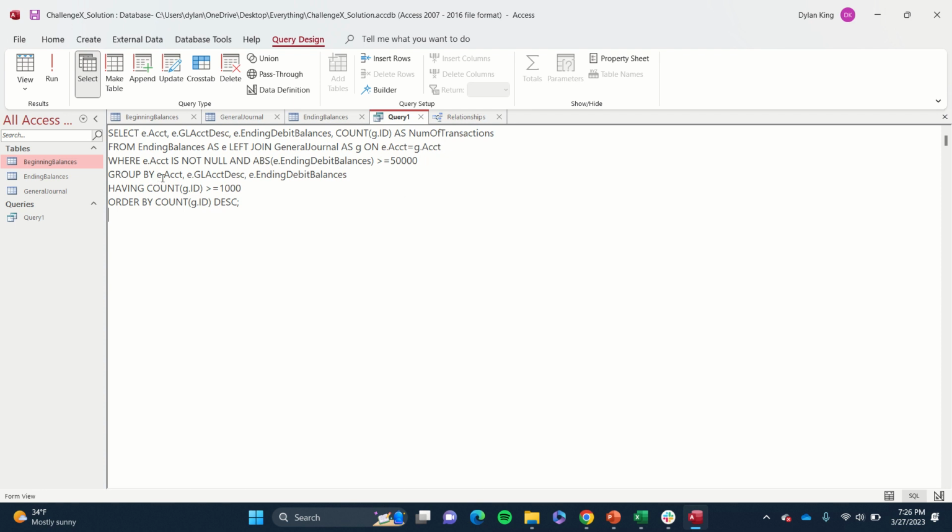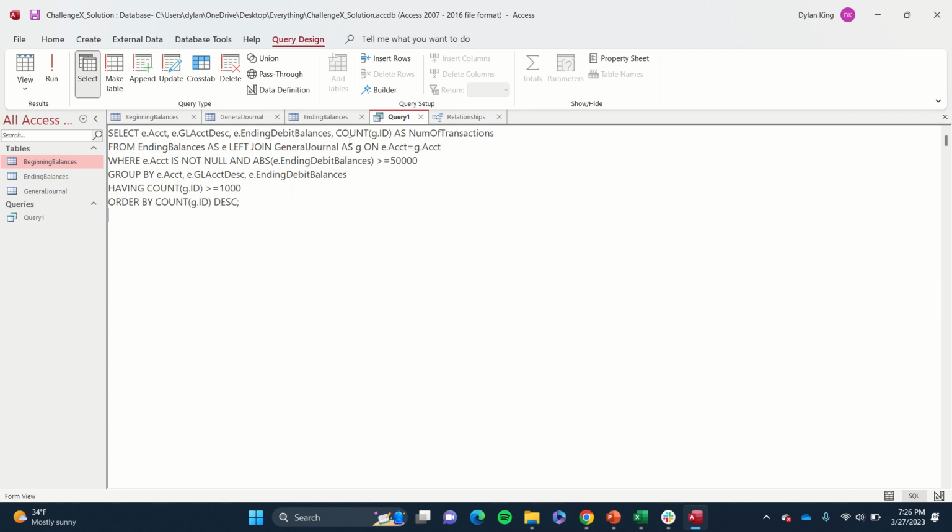Next, we want to make sure that we're going to focus on the accounts that meet our specific criteria mentioned in the challenge, right? So I want to make sure that our account number is not null and that the absolute value of our ending debit balance is greater than or equal to $50,000. I use the absolute value because in the challenge it said that we are only given ending debit balances. So if we have a credit balance, it's going to be a negative number. So using the absolute value ensures that we're getting both the high ending debit balances and the high ending credit balances.